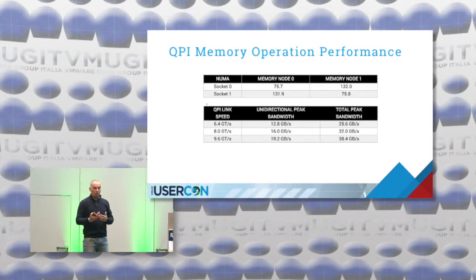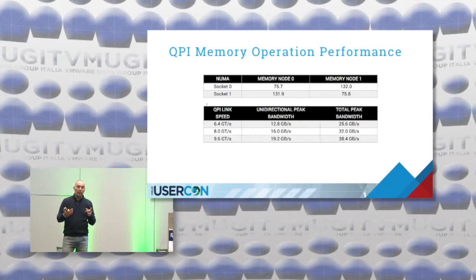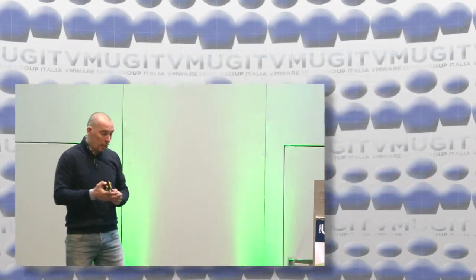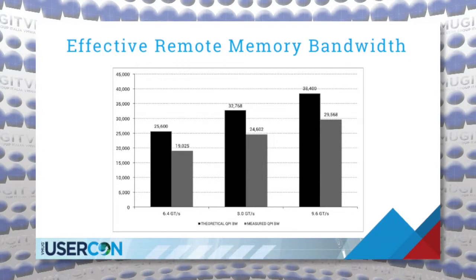Now that's one direction. You can communicate both directions. So that means that the bandwidth between those two CPUs is 38.4 gigabytes per second. Now that seems a lot, and it is quite a lot, but that is the theoretical numbers that Intel provides. So we did some testing as well, and we found out that it was actually a little bit lower. So instead of getting 38, you get almost 30.